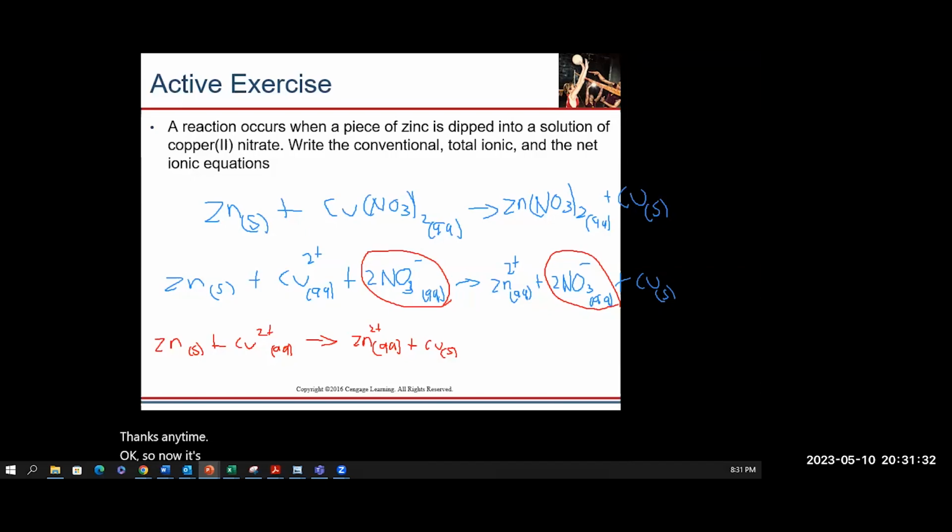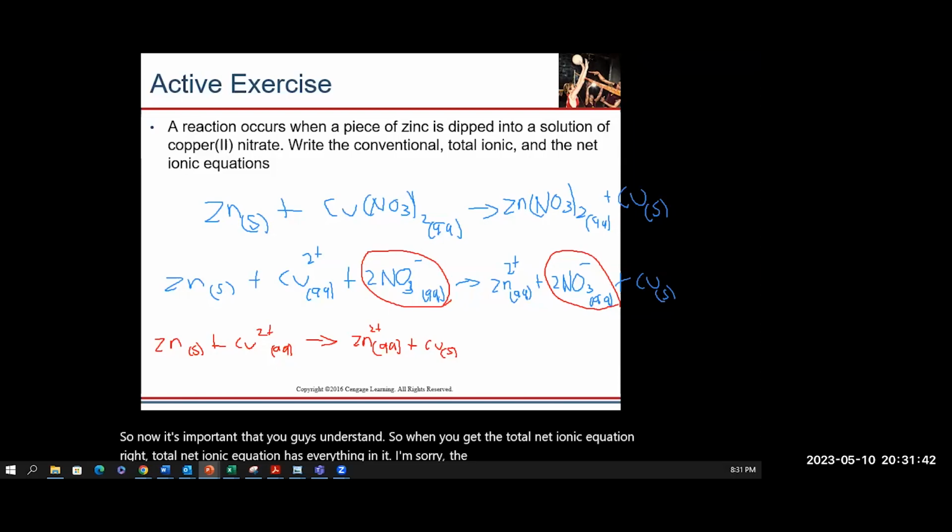Okay, so now it's important that you understand. When you get the total ionic equation, it has everything in it, including the ions that aren't doing anything. The net ionic equation only has the stuff that's doing stuff in it, okay? And that's the key.